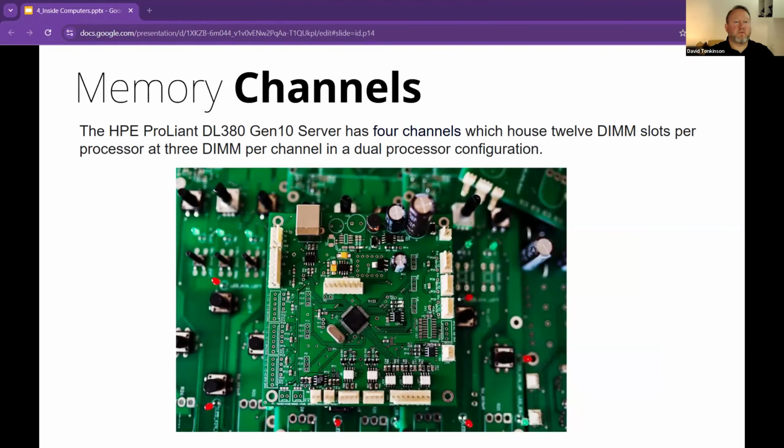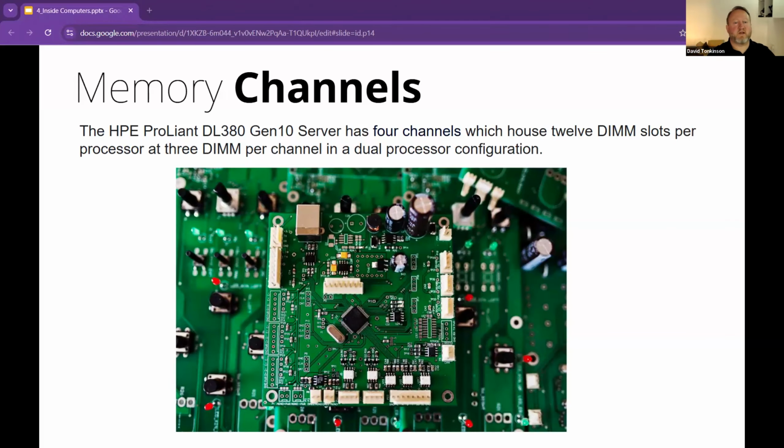So as a good example, when we start talking about bigger systems, we have different channels. Okay, I'll use this as an example. A HP ProLiant DL380 Gen 10, you don't have to remember it. It's a big server, one of the old HP servers. It has four channels. So we don't have channel A and B, we have channel A, B, C, D. So four channels, which can host 12 DIMM slots per processor.